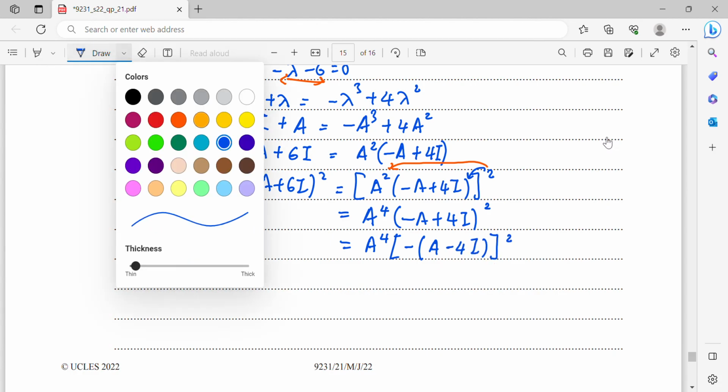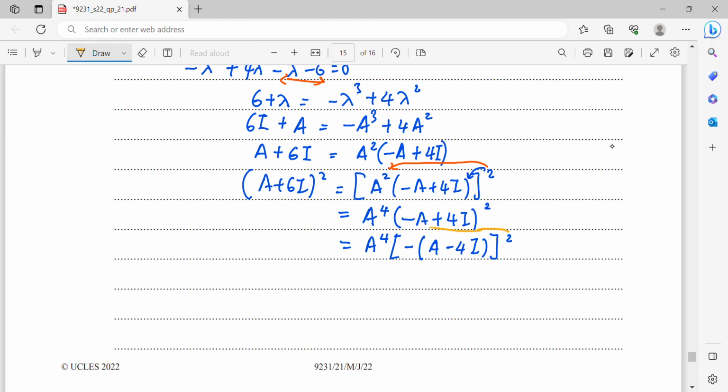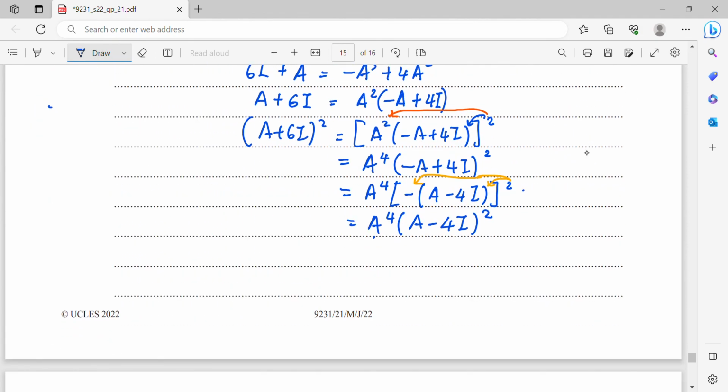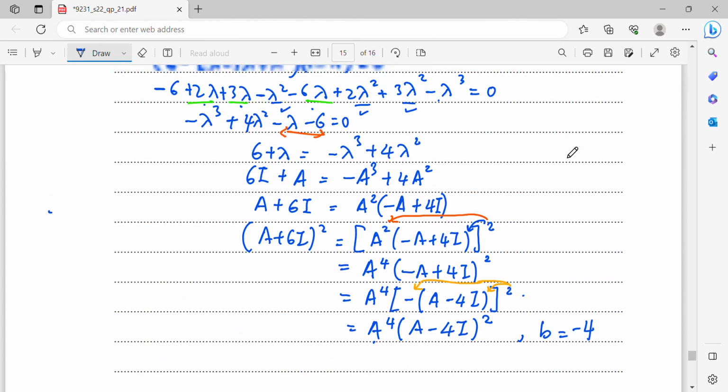And now again, the squared, you bring it in. Okay, consider squared for both. So I will get A degree 4, minus square is positive. So I will get A minus 4i squared. Okay, so when you compare with the given form, A degree 4, A plus bi squared, it means that the b is negative 4. Right, so I will write b is negative 4. So we have solved this question.